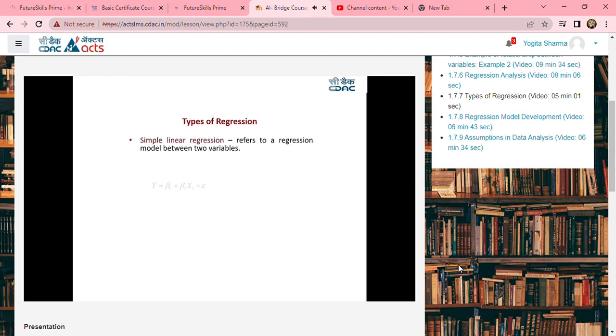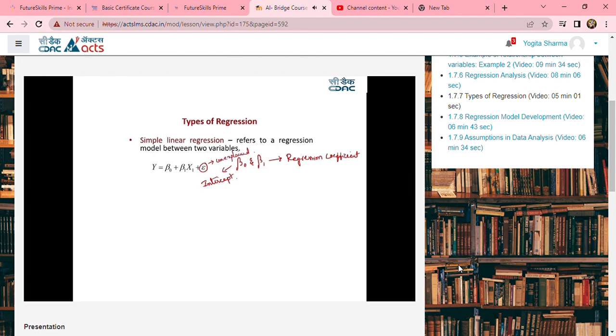Now going ahead with this, the general equation of the simple linear regression is y equals beta naught plus beta 1 x1 plus epsilon, where beta 1 is the regression coefficient and beta naught is the intercept. Now, this epsilon, I'll come back to this. This is the unexplained variance.